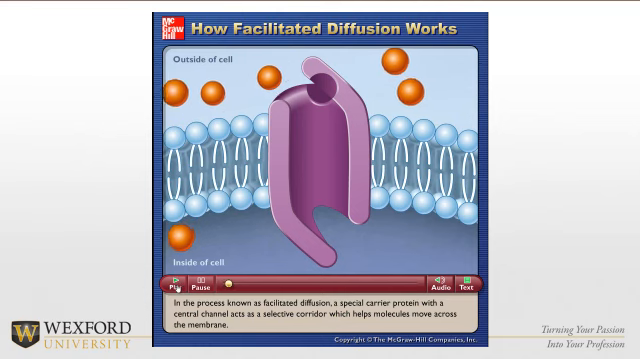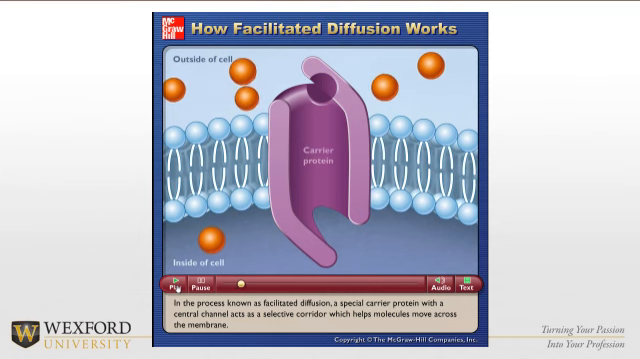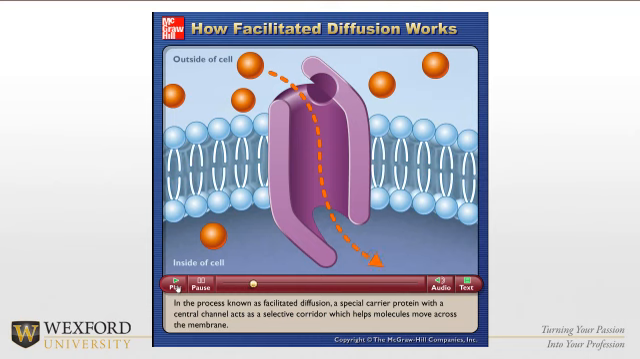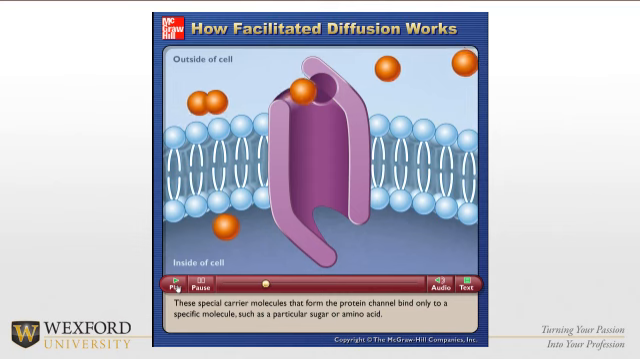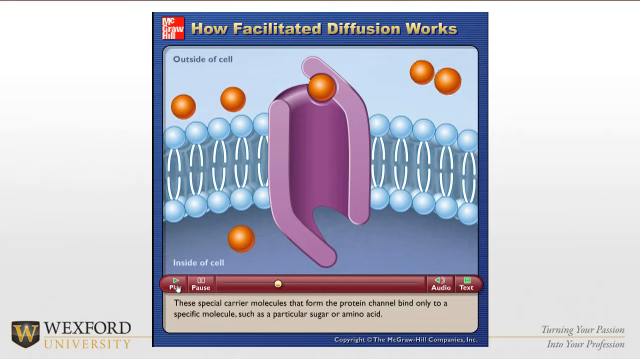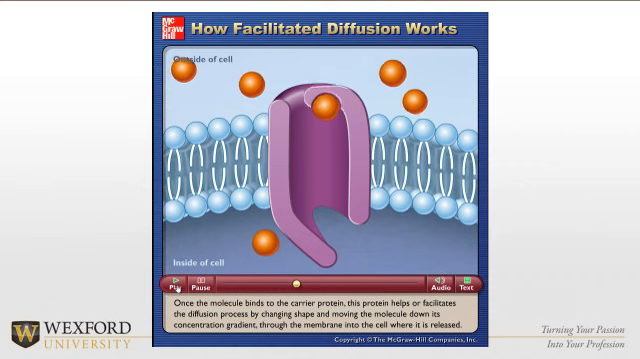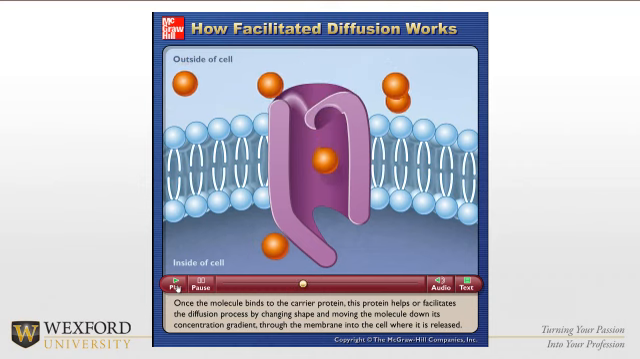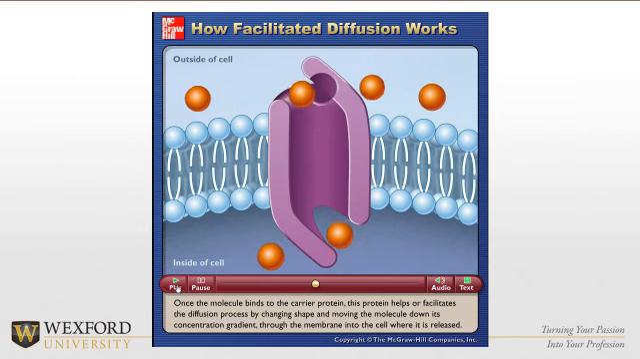In the process known as facilitated diffusion, a special carrier protein with a central channel acts as a selective corridor which helps molecules move across the membrane. These special carrier molecules that form the protein channel bind only to a specific molecule, such as a particular sugar or amino acid. Once the molecule binds to the carrier protein, this protein helps or facilitates the diffusion process by changing shape and moving the molecule down its concentration gradient through the membrane into the cell where it is released.